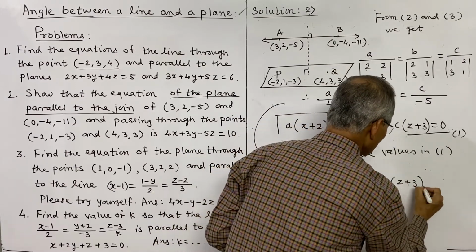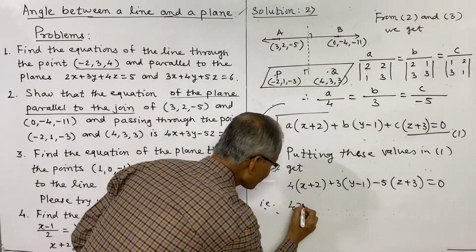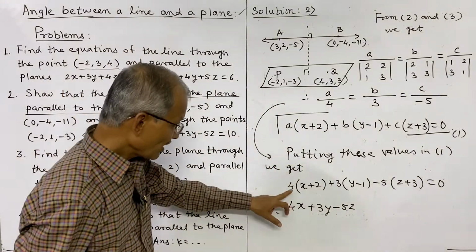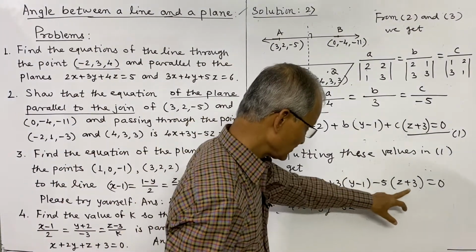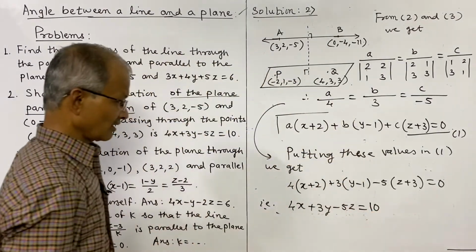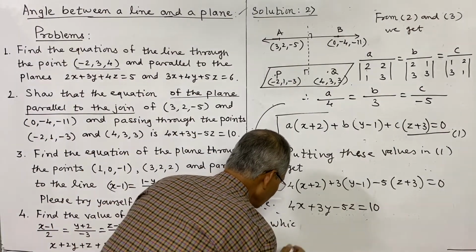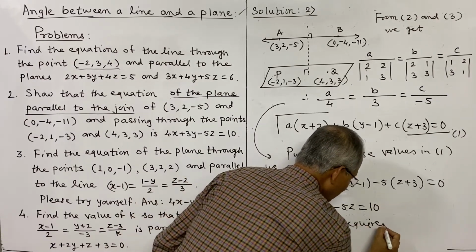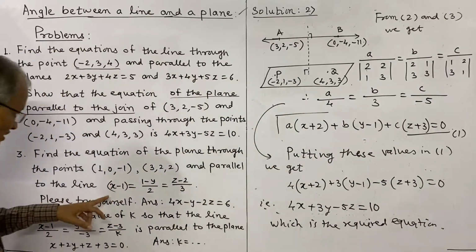z plus 3 is equal to 0, and that can be simplified as 4x plus 3y minus 5z, and you see the constant 8 minus 3, 8 minus 3 is 5, 5 minus 15, that is minus 10, and that can be written on the right side as plus 10, which is the required equation of the plane.